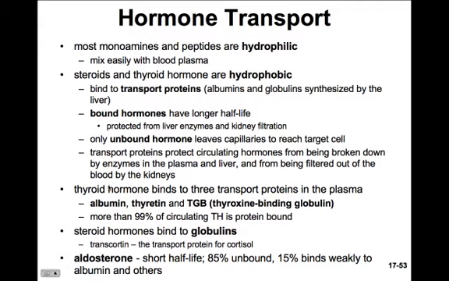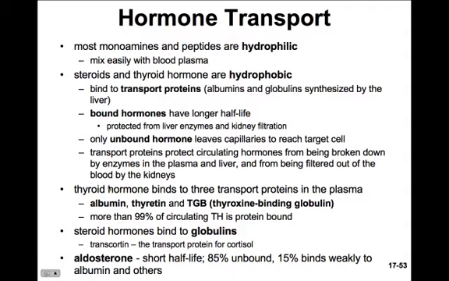Thyroid hormone binds to 3 different transport proteins in the plasma. There's albumin, thyroxine-binding prealbumin, and TBG, thyroxine-binding globulin. More than 99% of the circulating thyroid hormone is protein bound. Steroid hormones will bind to globulins, like transcortin, which is used for the transport of cortisol.